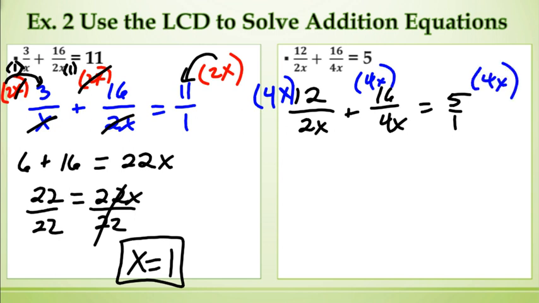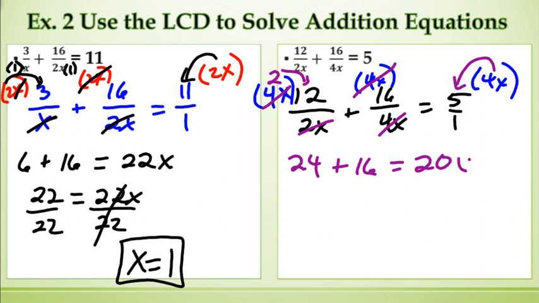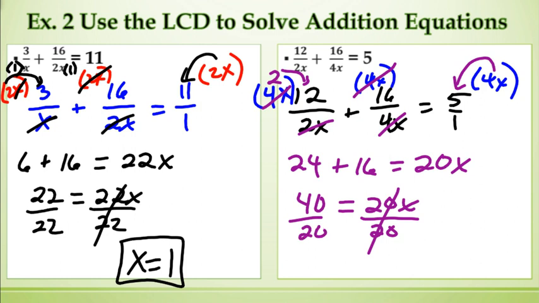I can get rid of all my fractions. So 4x divided by 2x just gives me 2. 2 times 12 is 24. 4x divided by 4x is 1, times 16. 4x divided by 1 is 4x. 4x times 5 equals 20x. 24 plus 16 is 40. 40 equals 20x. To get x by itself, I divide by 20. Therefore, x equals positive 2.